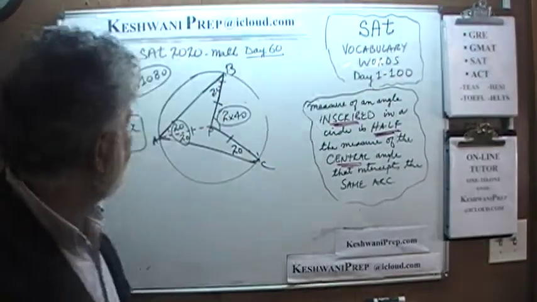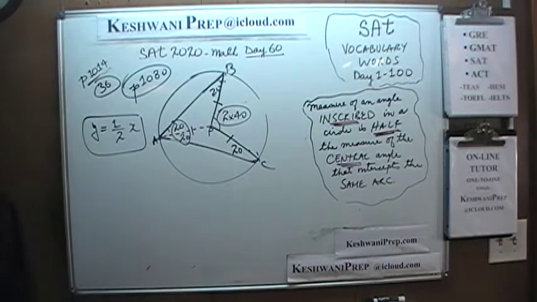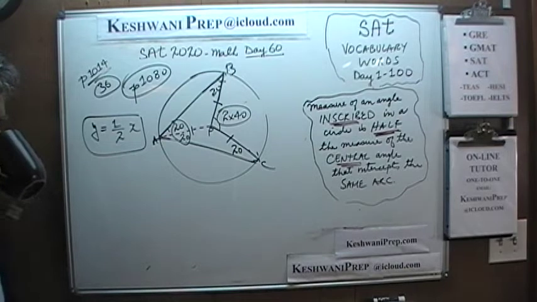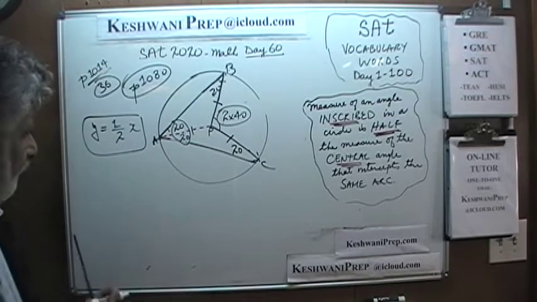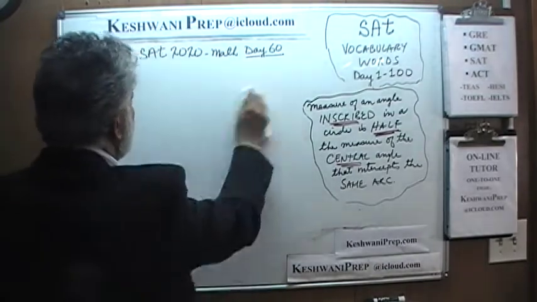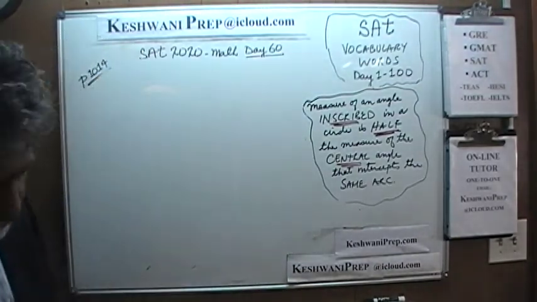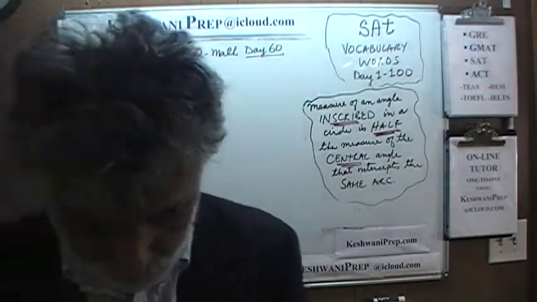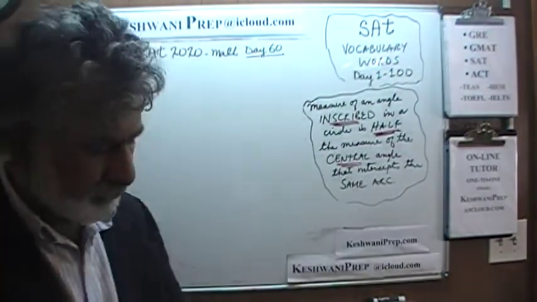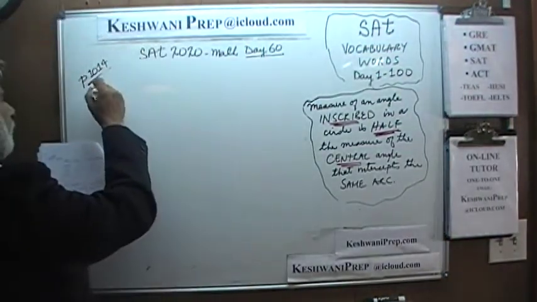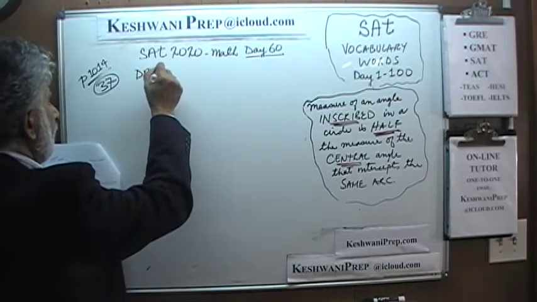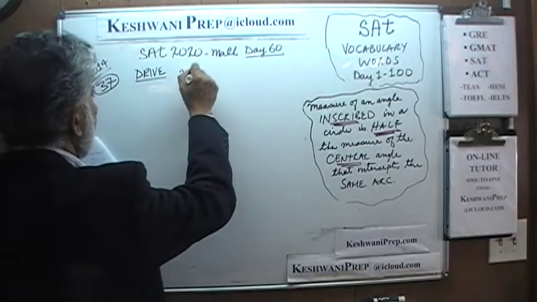Let's do number 37. I don't know why I didn't see that method myself, but as I told you, the way I did it the first time is what went through my mind. Number 37, we're going to do number 37.